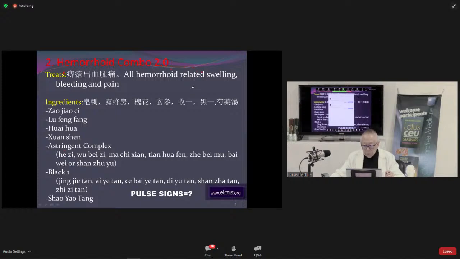Okay, no problem. 40. This is for the hemorrhoid: bleeding, swelling, and pain. If the pain is really severe, this will take care of it. You can add a little bit of 乳香没药 and 普银 for the pain if acceptable.